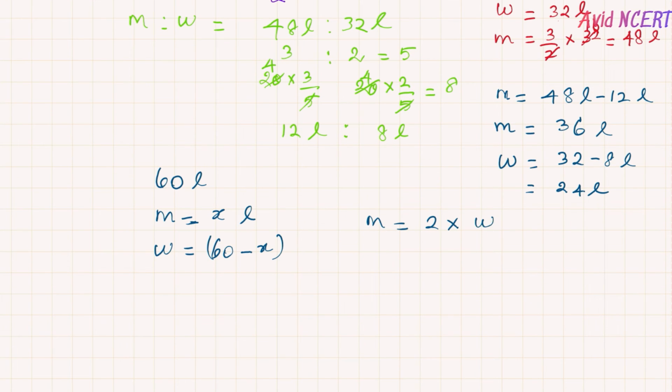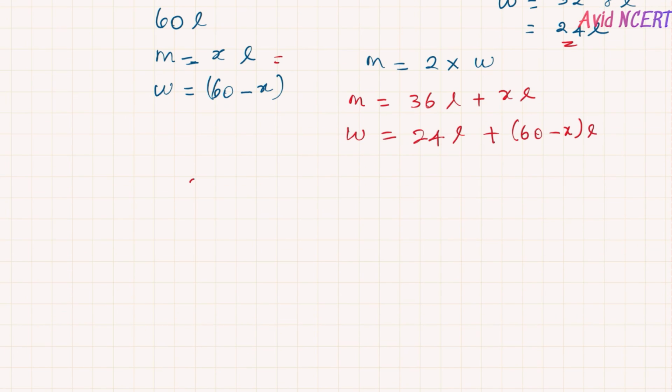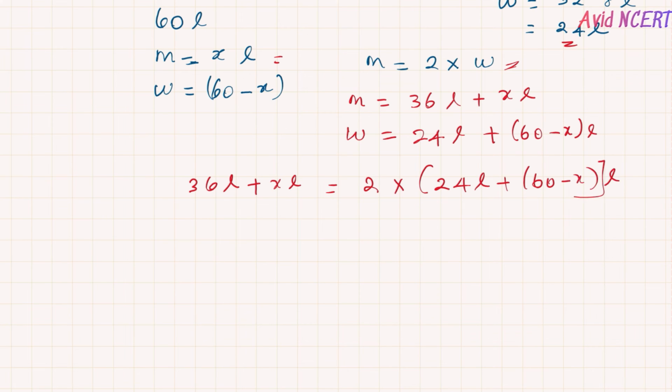Let's see what is happening. What is the new equation we are forming here? Milk, we know, is in this 36 liters. So the final milk is this 36 liters plus this X liters added, and the water is this 24 liters plus the 60 minus X liters. So the new equation formed will be milk 36 liters plus X liters equal to 2 times this one, 24 liters plus 60 minus X liters. By solving this, we should be able to figure out the value of X, and then the amount of milk and the amount of water added.